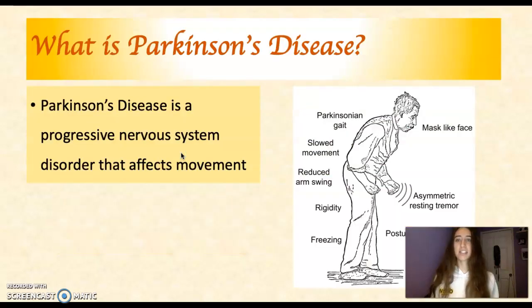So first let's talk about what Parkinson's disease is. The definition is: Parkinson's disease is a progressive nervous system disorder that affects movement. This mainly affects the muscles in the body.